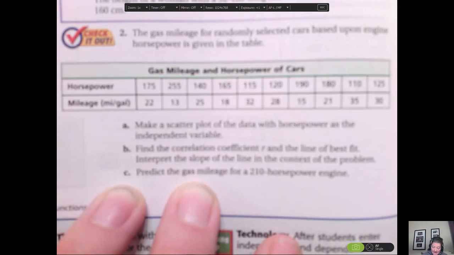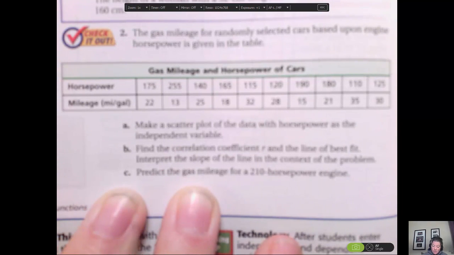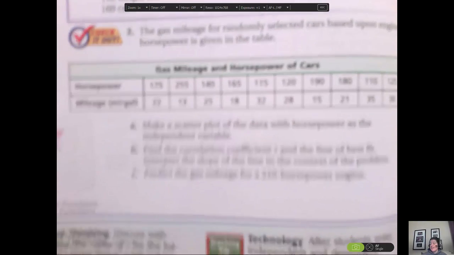It asks us to find the r, the correlation coefficient, and the line of best fit. So you have to be able to come up with an equation of a line and this r, and those are the two things I really want to focus on. So I'm going to use technology.